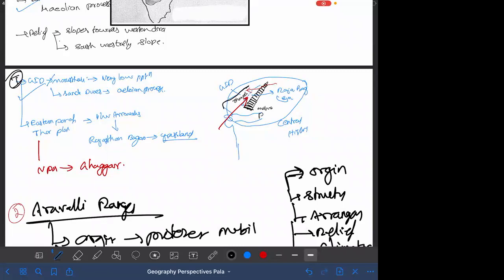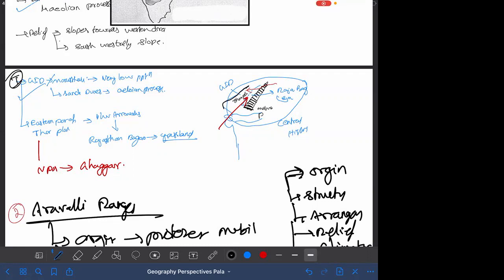So if you look at the formation history, the Aravallis were formed in stages. The first one is the early Proterozoic era upliftment. The second one is the late Proterozoic era upliftment, or what you call the Delhi orogeny.